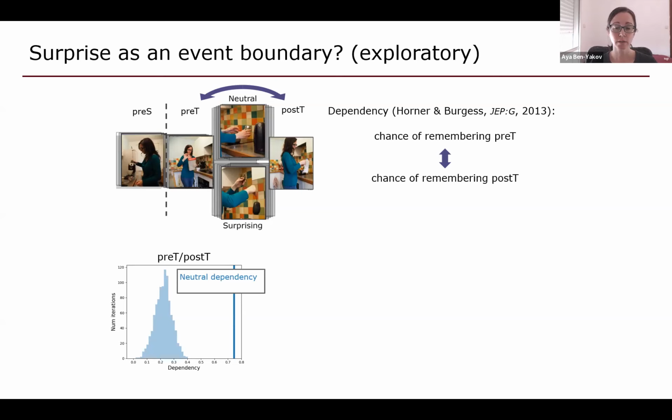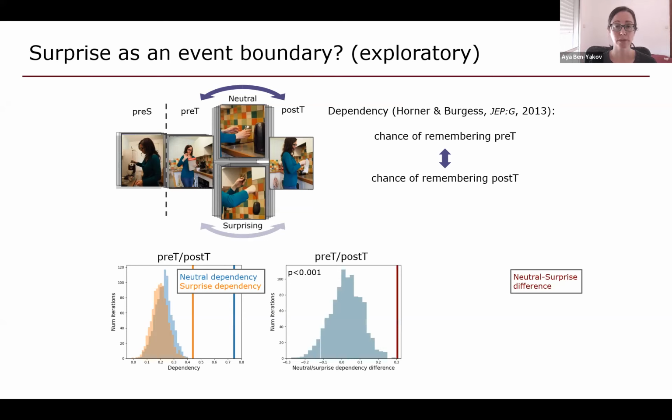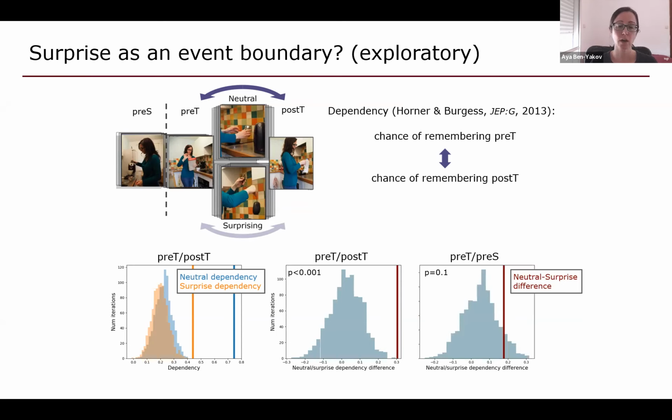But now the question arises, what happens during surprise? If indeed surprise acts as a boundary, we'd expect it to reduce this dependency because these actions are no longer part of the same event. And that's exactly what we see. There still is significant dependency for surprising events, but it's reduced, and the difference between neutral and surprise is significant. If we, as a control, look at pre-scene versus pre-target actions, we don't see this effect, although the difference between the differences is not significant.